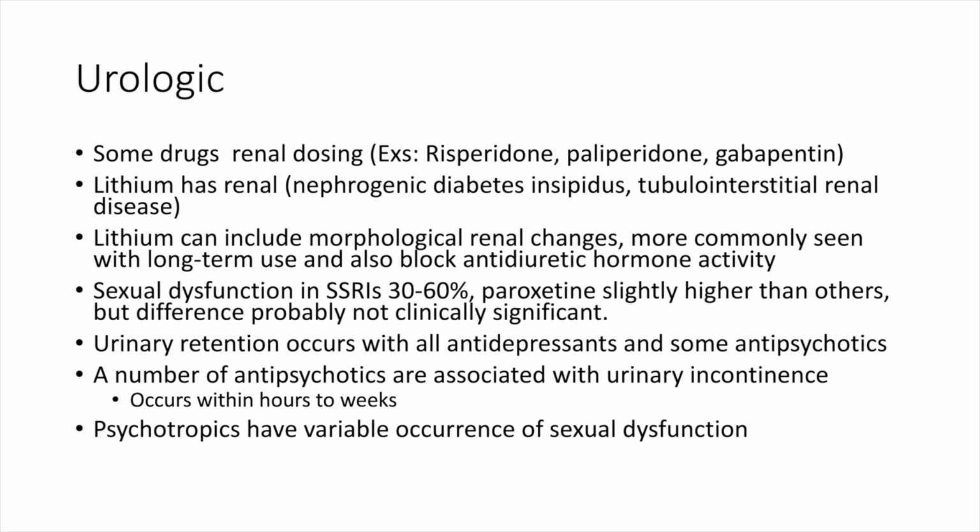Sexual dysfunction with selective serotonin reuptake inhibitors occurs in 30 to 60% of patients. Paroxetine may be slightly higher than others, possibly due to its anti-muscarinic properties. Usually if somebody has sexual dysfunction from an SSRI, they say to start them on bupropion, and that will reverse the sexual dysfunction from the SSRI, or to change the SSRI to bupropion.